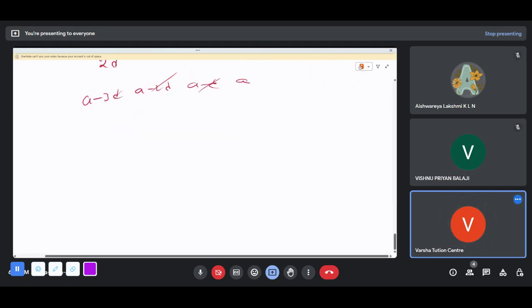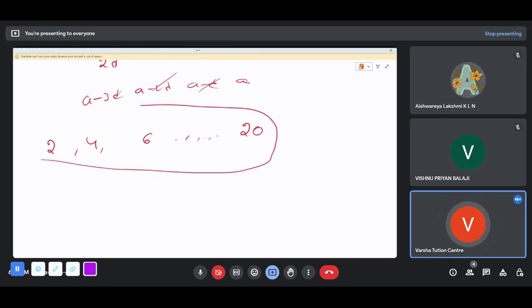Suppose I am telling: 2, 4, 6, and so on, up to 20. He will ask the sum of this AP. How much? He didn't tell how many terms there are. Observe. What is this 2? First term. A is equal to 2.